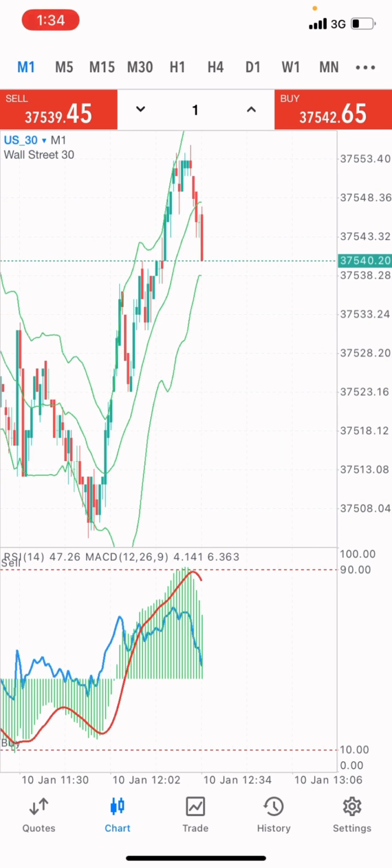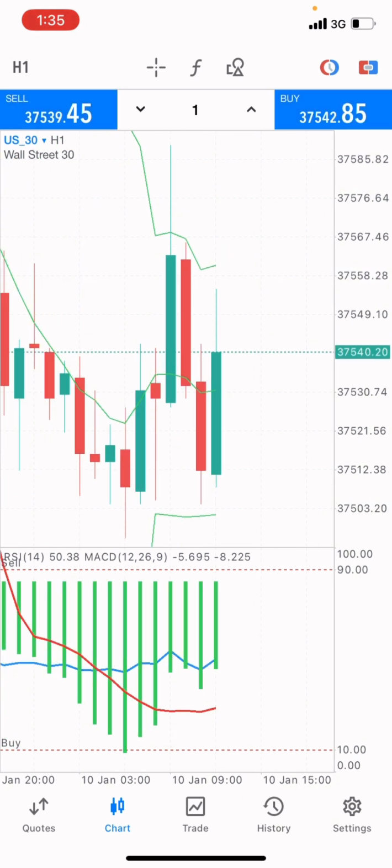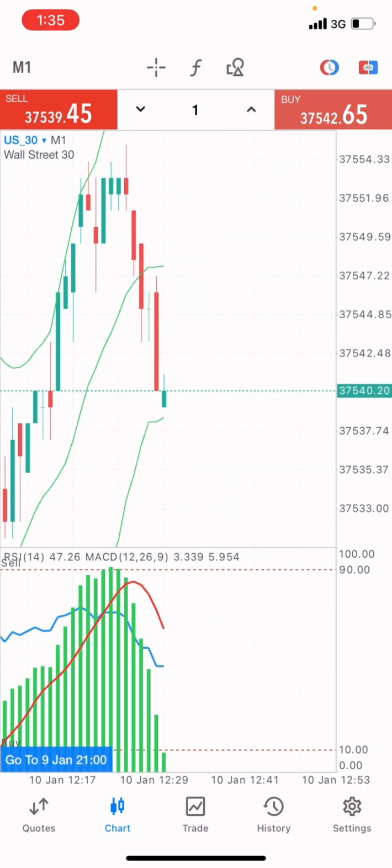But first, let me check the 1 hour time frame. Okay, on the 1 hour time frame, this market is a buy, because the market has sold for a particular period of time. So what I'll do is to go to the 1 minute time frame and I'll place a buy.